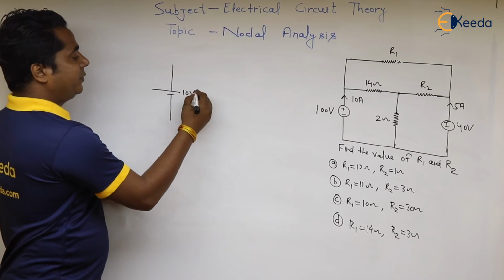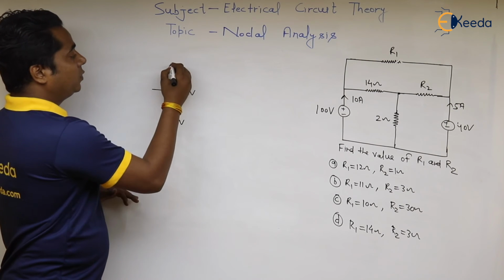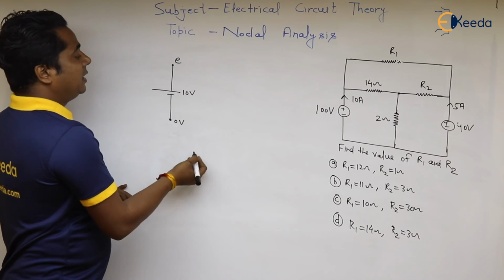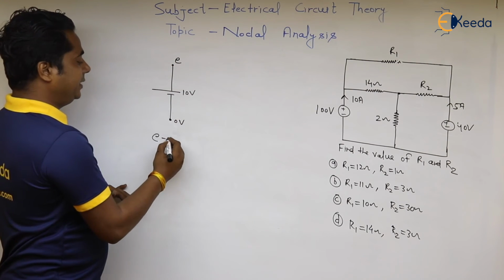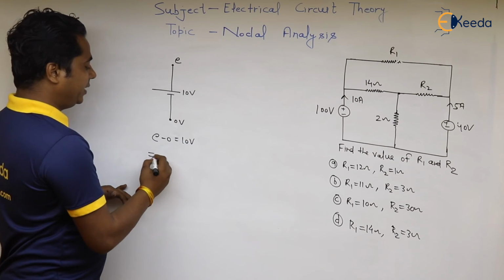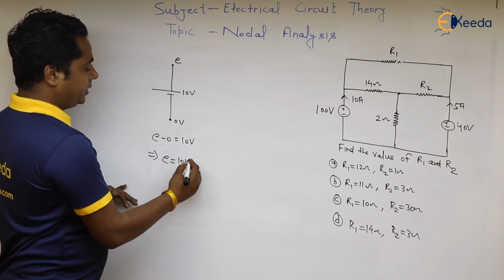If this is your 10 volt, this is your 0 volt, so what will be the value of E? Directly we can see that E minus 0 is equal to 10 volt by applying KVL. So E value is equal to 10 volt.